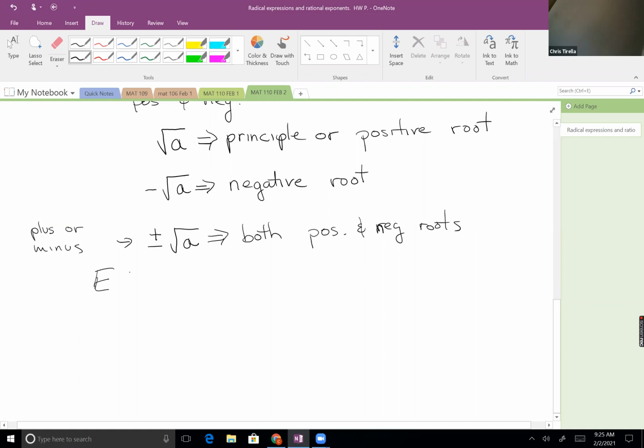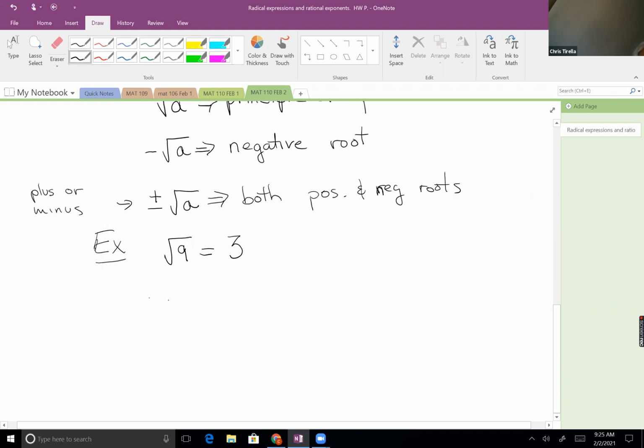So for example, if I just write the square root of 9, well, that just means the principal root or the positive root. So that'll be 3. Instead, if I put a negative sign in front of that radical, the negative root of 9 is negative 3. And if instead I put plus or minus the root of 9, I consider both 3 and negative 3, both of them.